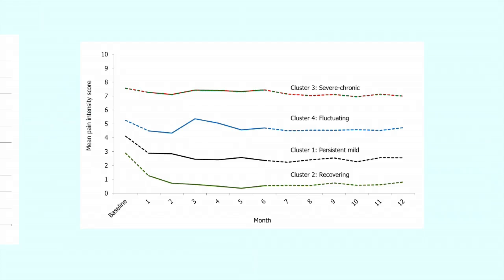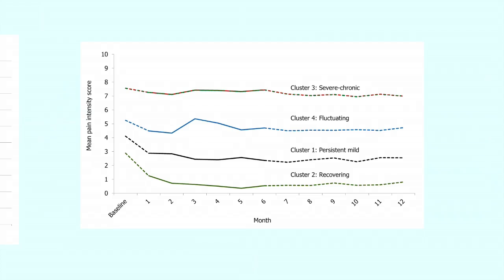There's also a group of people in the blue line that we called fluctuating pain. Now, the line doesn't show this very well, but these are people whose pain shoots up and down all the time and never has a level that it settles to. And at the top is people who we defined as having severe chronic pain. So these are people who had high levels of pain all the time, that never got better.